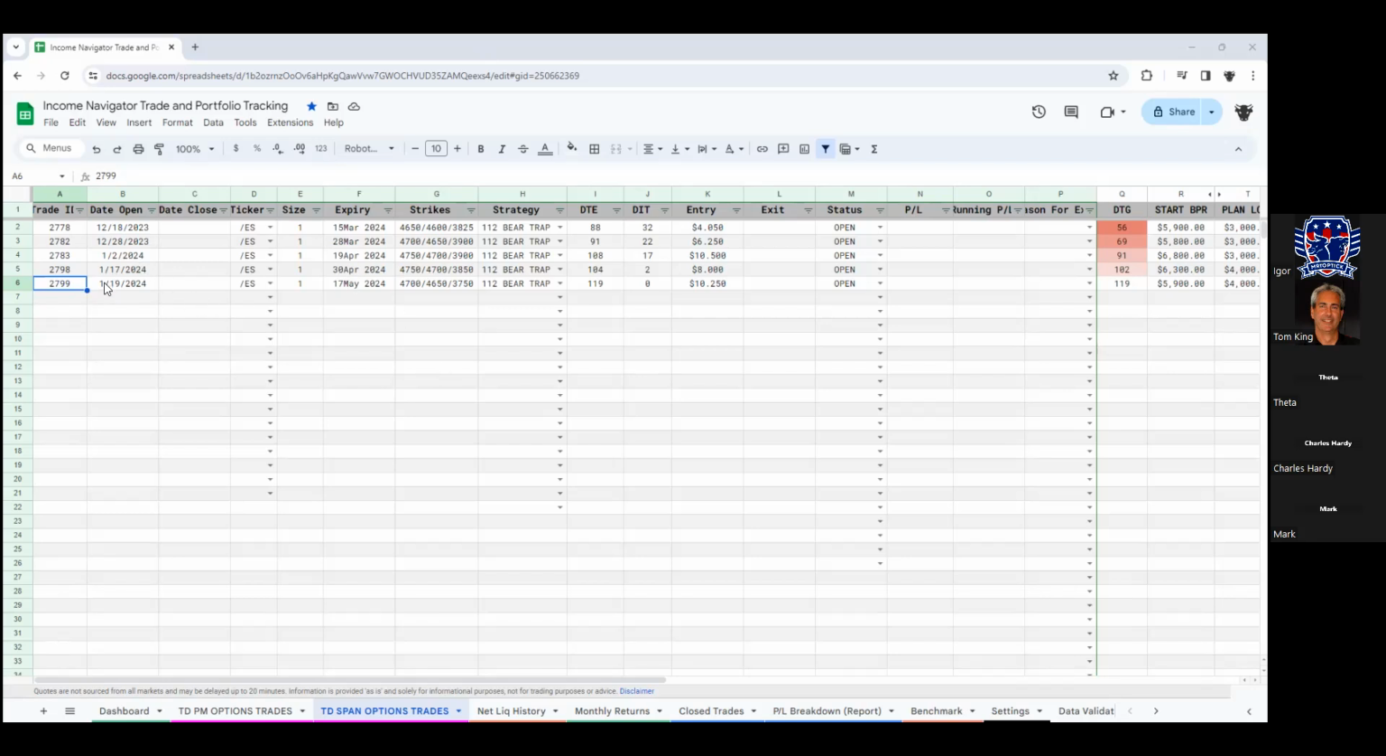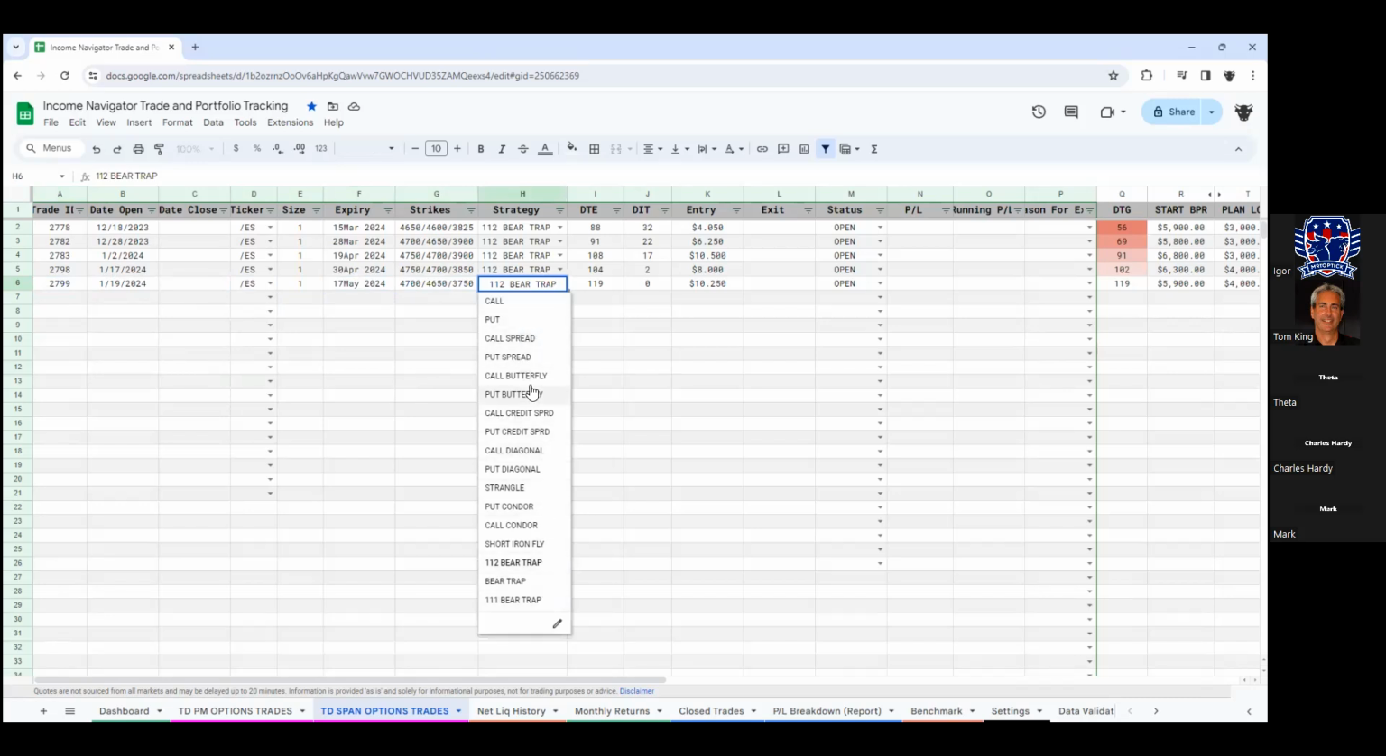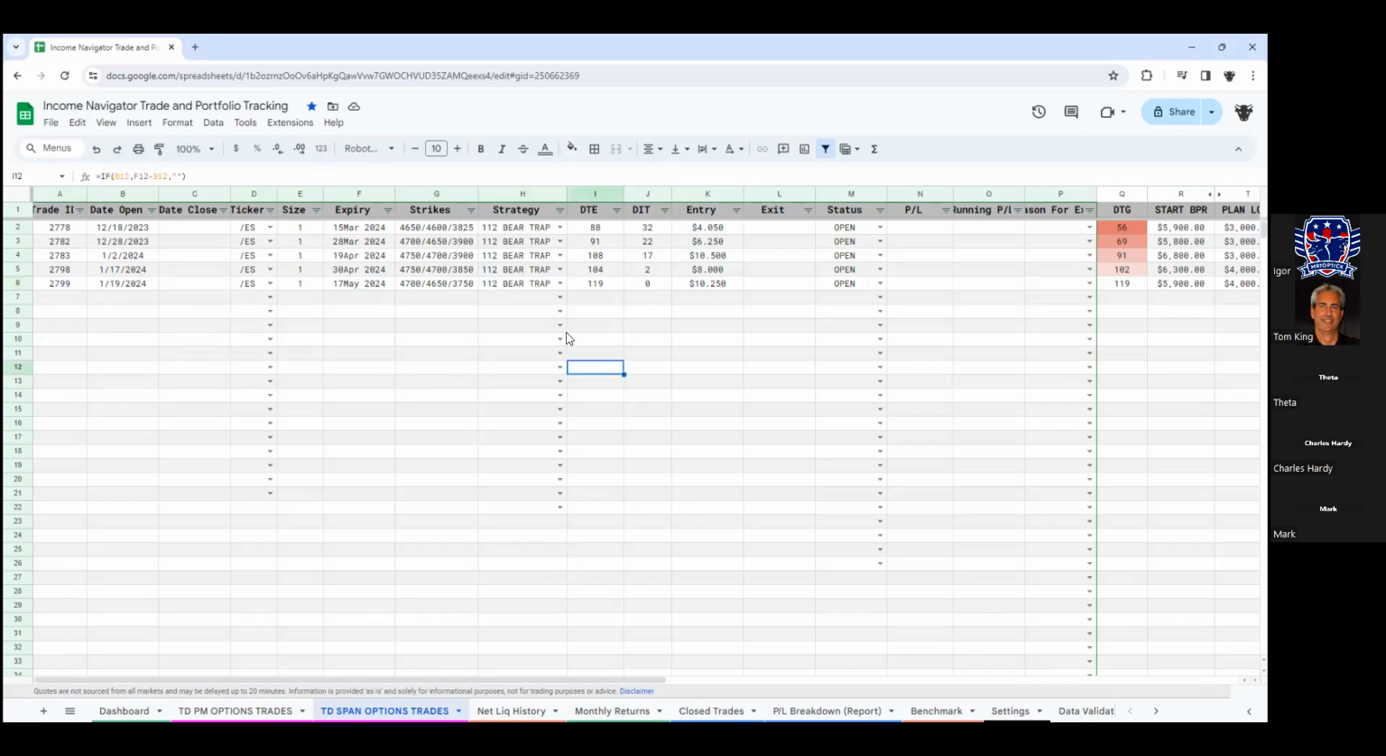So I have a date when the trade was opened. Obviously, it hasn't been closed. Ticker symbol: I have a small list of tickers that I'm going to use. This is an ES trade. The size of the trade, expiration, what strikes, what strategy. There's a bunch of different strategies that I may be using at some point in the future, but for right now, I'm going to focus on 1-1-2s, maybe 1-1-1s, or if it's some sort of a ratio, but it's always going to be 1-1-X.